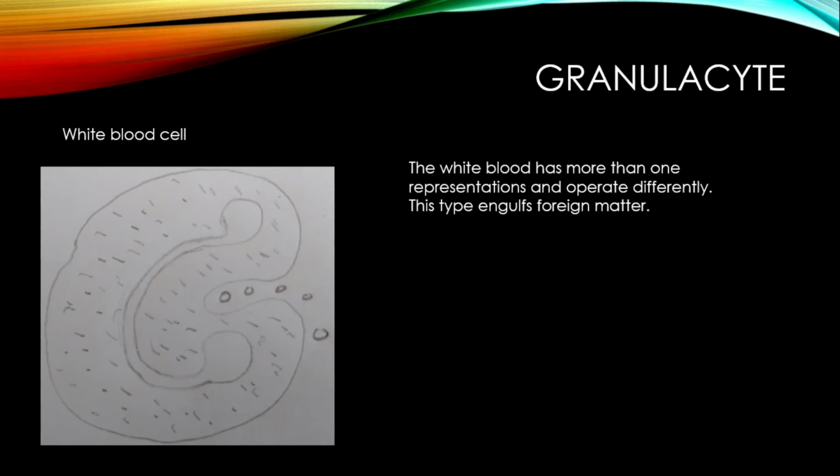Wonderful. Then here we have the granulocyte. Now this cell has a whole lot of names. It's just one of the white blood cells. It's called granulocyte. It's also called the phagocyte. It is a white blood cell, so you know its chief function is pretty much to defend the organism.